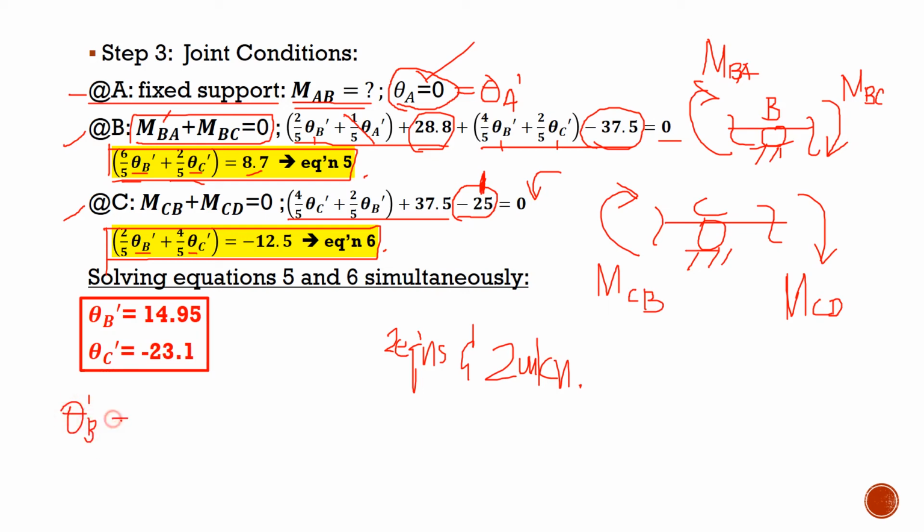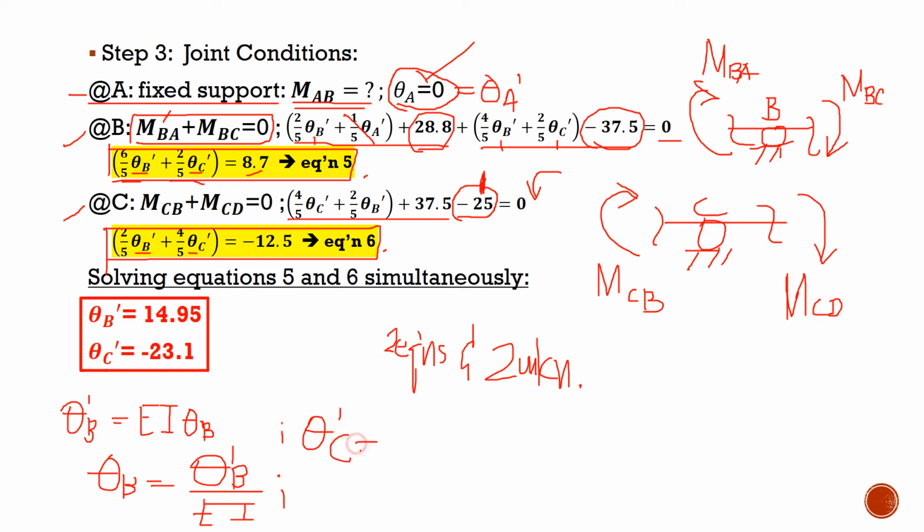ang imong theta prime B is equal ba siya sa EI. Take note, that is equal to EI theta B. Okay? So, para makuha ang rotation of the tangent, guys, dapat theta B is equal to theta prime B over EI. Okay? So, kana. The same with C, guys. Theta prime C is equal to EI theta C. Okay? So, i-divide lang og EI, guys. I-divide lang ng EI. So, pahit na siya.